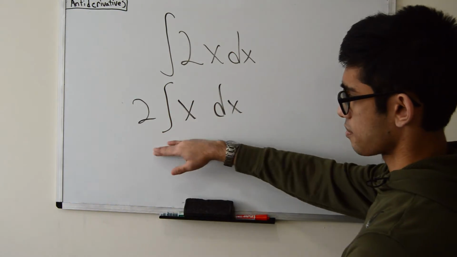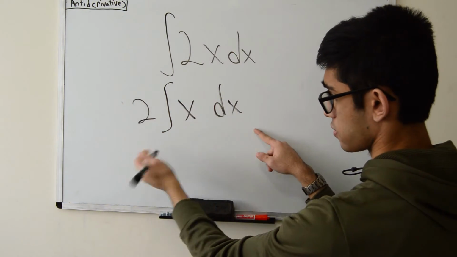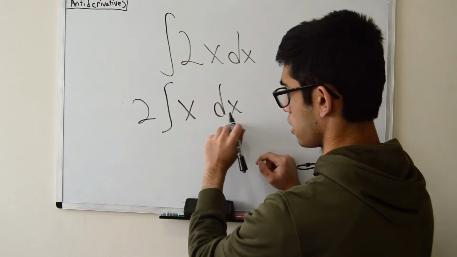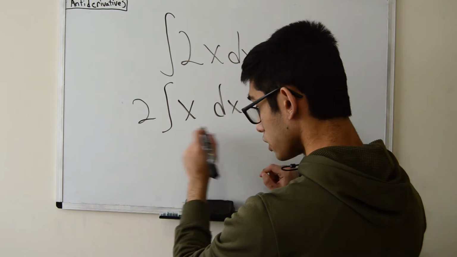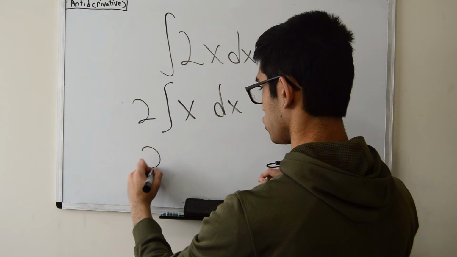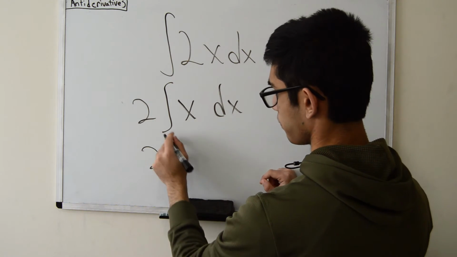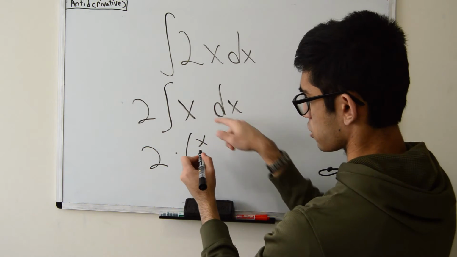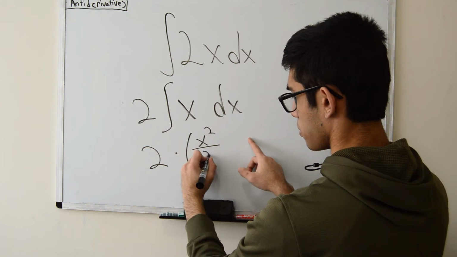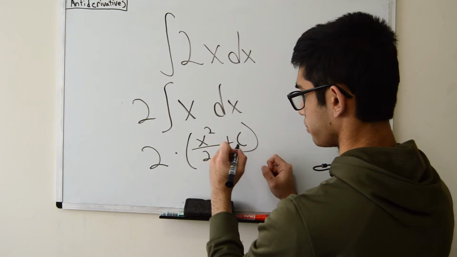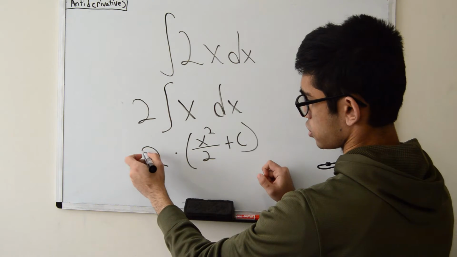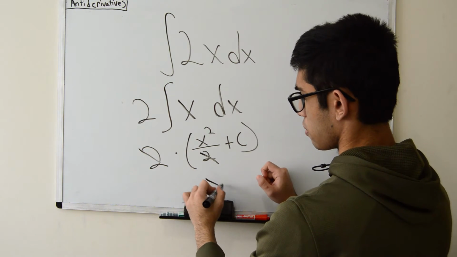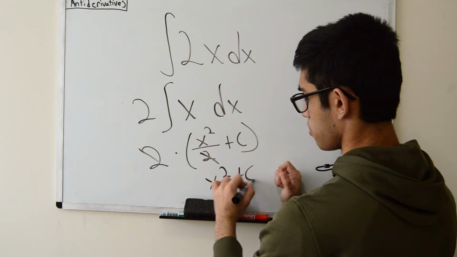Does this look like something I can integrate? Yep, it's just x, right? So I increase the power by 1, and I divide by the new power. So it'll be 2 multiplied by, because I am multiplying, let me bracket that, x to the power of 1 plus 1 is 2, divided by 2, plus c. Now I can bring it in, so these would cancel, and I would just have x squared plus c.